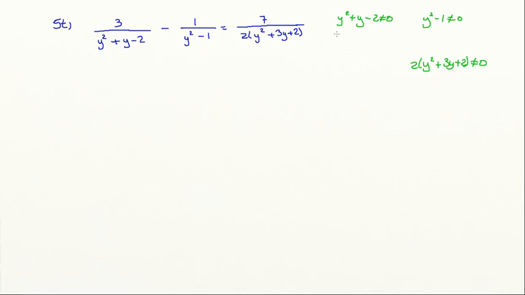Let's factor our first one, y squared plus y minus 2 does not equal 0. Two numbers that multiply to negative 2 add to 1. Y squared minus 1 does not equal 0. It's the difference of squares. I'm running out of room.